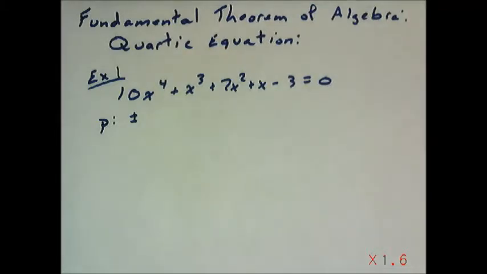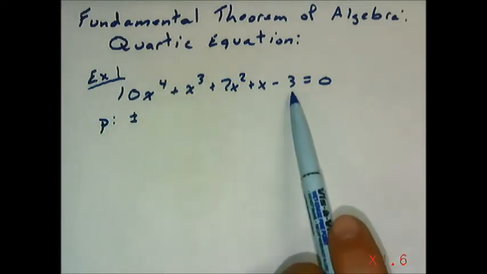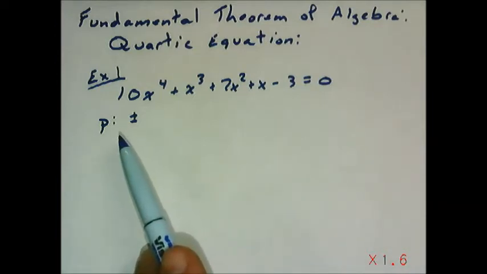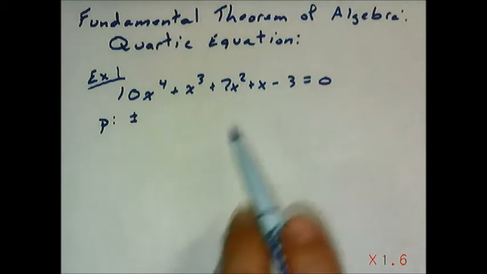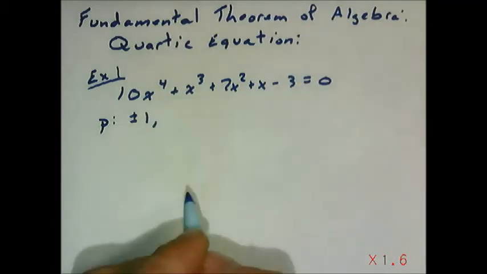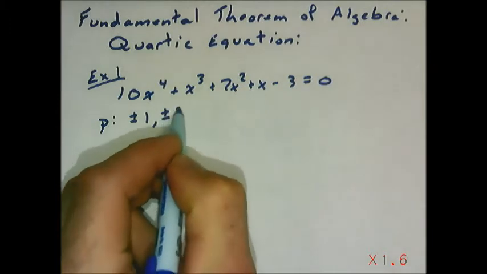Let's continue our discussion with the fundamental theorem of algebra. And this time, let's look at a quartic equation. I already have example 1 here: 10x to the 4th plus x to the 3rd plus 7x squared plus x minus 3 equal to 0. We're going to first find our p-value, just like we did with a cubic. So we're going to take the constant term and find the factors of it. So we have plus or minus 1 and plus or minus 3.